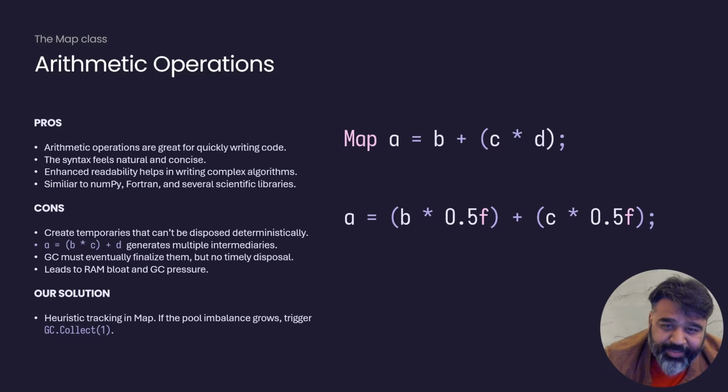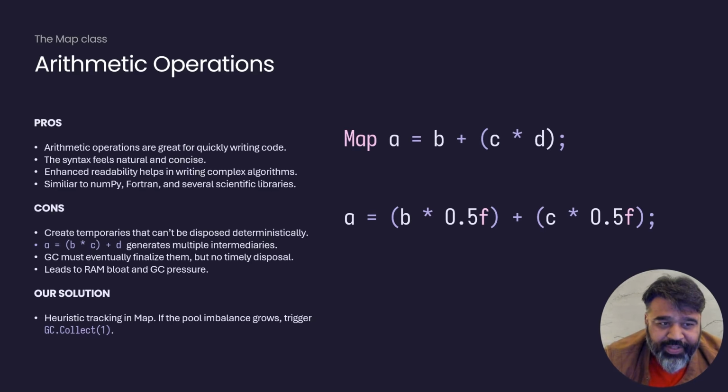Now, the arithmetic operations are very simple. You can see the big example on the right, where it's creating a new map. It can be as simple as B plus C times D, or you could blend two ratios of different maps to create a blended map, like in the second line.